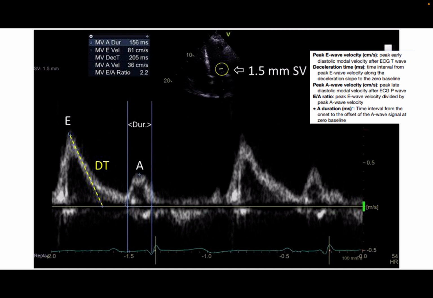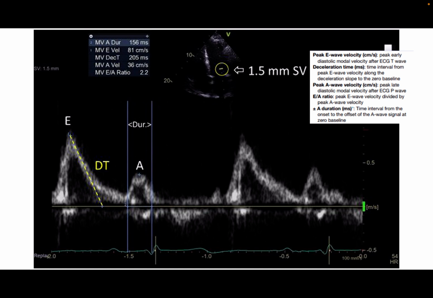Short deceleration time, less than 100 milliseconds, is equivalent to restrictive physiology. Limitations, the clinical ones: E to A is exquisitely load dependent. Pseudo-normalization occurs when impaired relaxation, grade 1, E to A less than 0.8, is masked by elevated left atrial pressure. The E wave is pushed up by high left atrial pressure, making E to A look normal, 0.8 to 2, even though filling pressures are elevated.